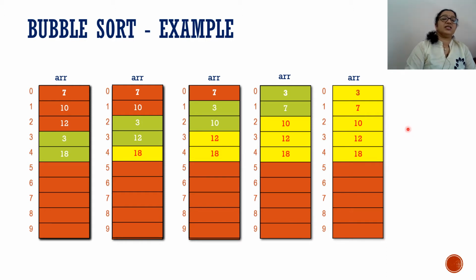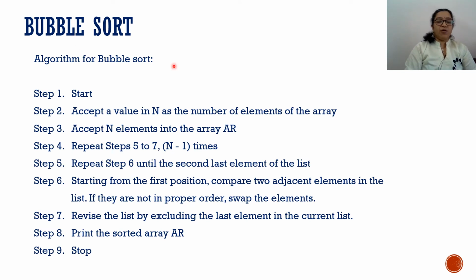Understood? Now we can check how we can write this, how we can solve this problem. Now we can check the algorithm for bubble sort. Step 1, start. Step 2, accept a value in n as the number of elements of the array. That means we want to input a value in n to show the number of elements. Number of elements means we want to set the limit of that array. Then step 3 is accept n elements into that array. So that many elements we want to input in that arr. arr is the array name given here.